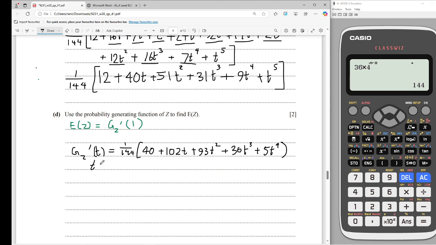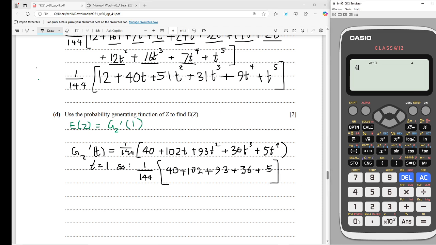Now we plug in the value t equals 1. So we get 1/144 of 40 plus 102. It doesn't matter what degree of the polynomial t is in. Either way 1 squared, 1 cubed, 1 to the power 4 are all going to be the same value of 1. So all we're doing is just adding up the coefficients of the polynomial terms. So doing the math here, 40 plus 102 plus 93, 36 and 5.